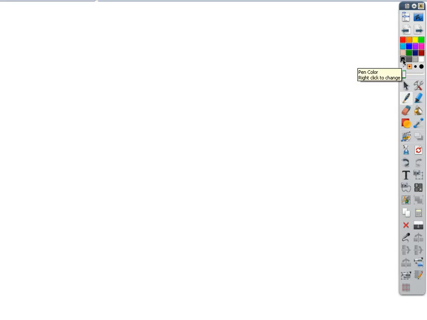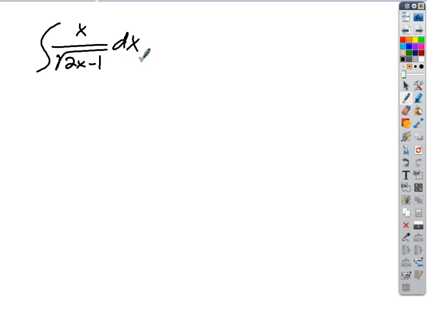Okay, there was a good example. Well, that's right there. Okay, what about that one? Okay, what's going to be the u substitution here? 2x minus 1.